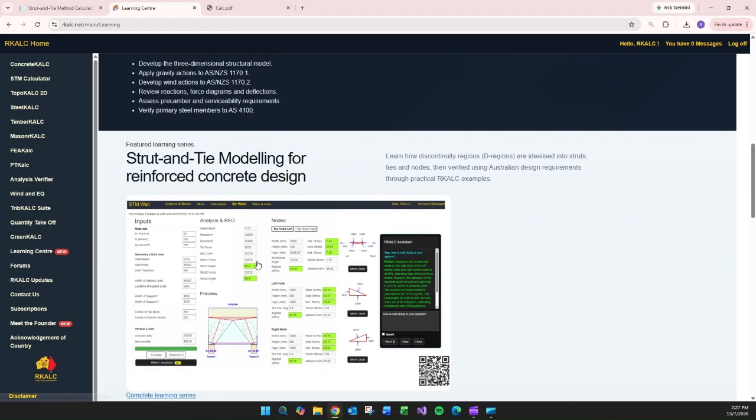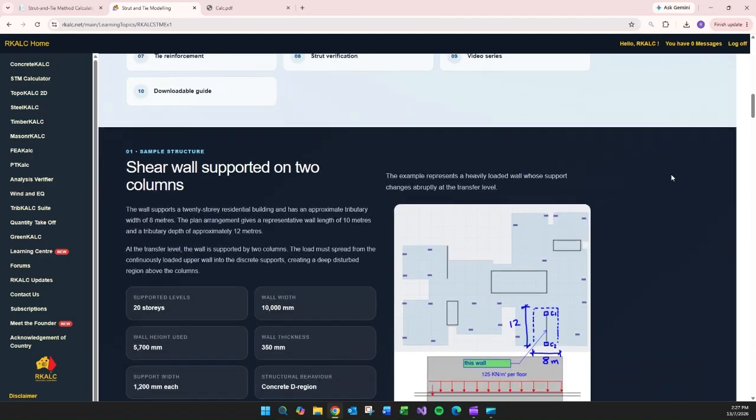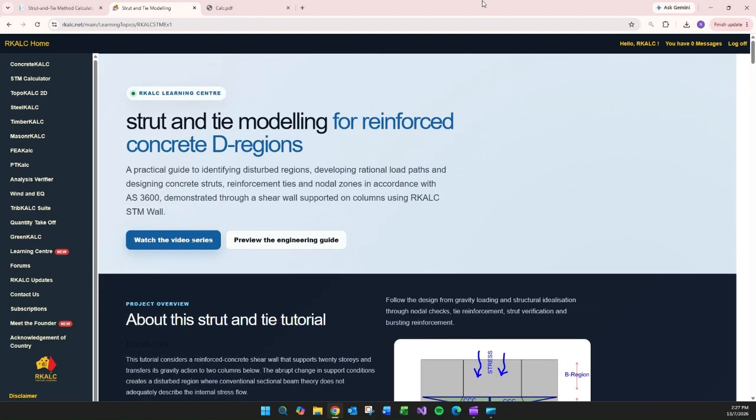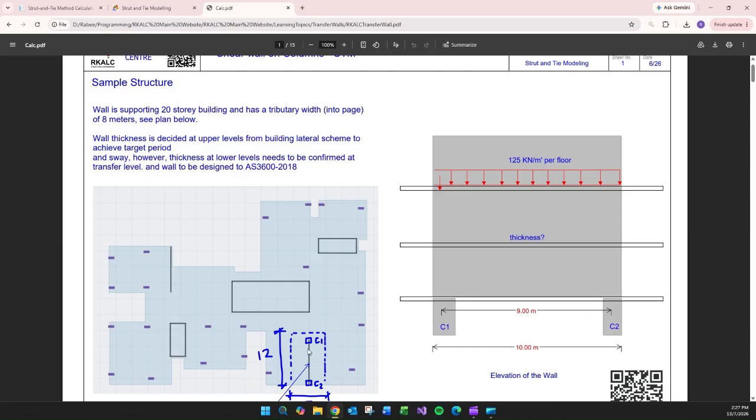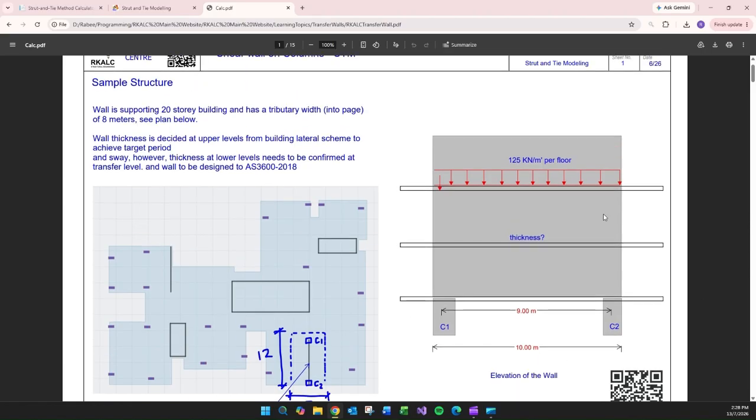which is here, already prepared beforehand on the website, so you can read it while on the train or when you have some time. Today's example is a shear wall that is supporting a 20-story building. Sample RKALC plan. The wall is 10 meter long and has a tributary area of 8 by 12 meters. This is the geometry of the wall, 3 meter story to story high, and we'll work through the load calculation.